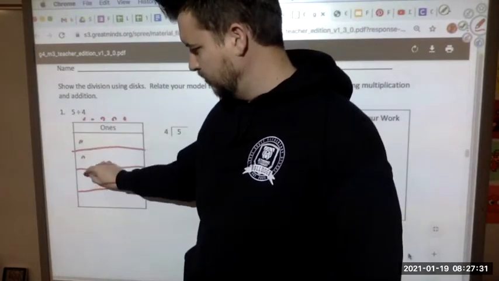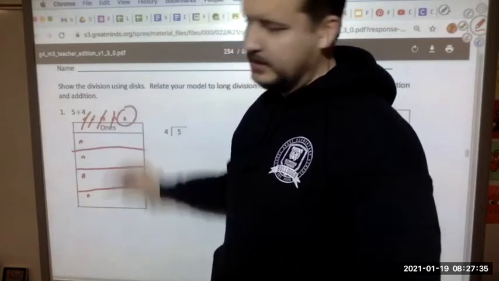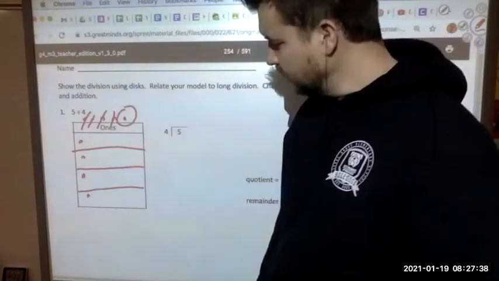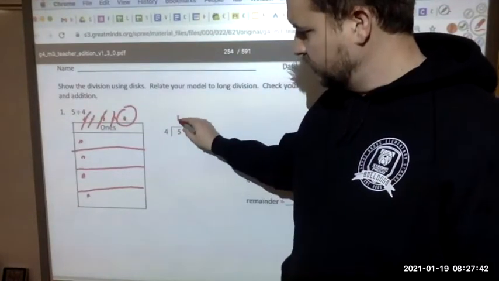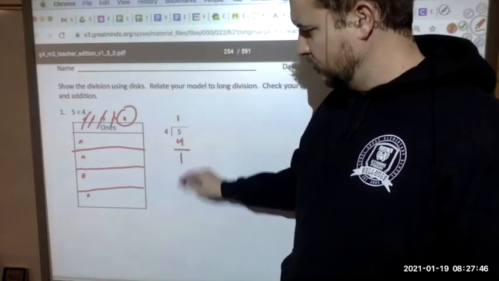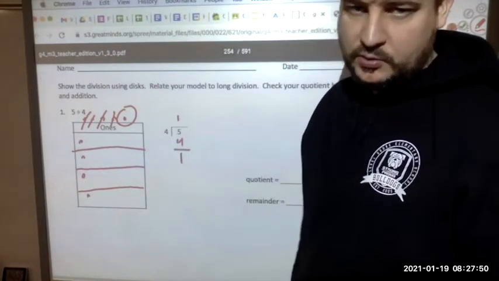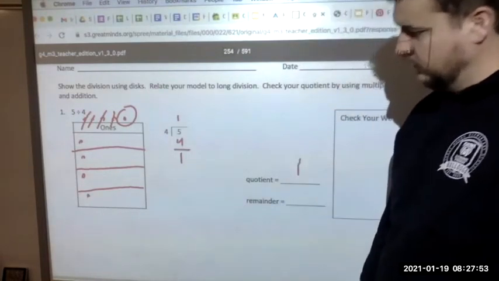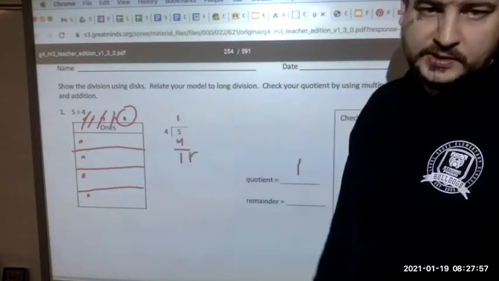1, 2, 3, 4. And there's one that I can't share. Whatever's in one group, I'm going to put on top. 4 times 1 is 4. Subtract, you get 1. Whatever's on top of that house right there, that is your quotient, 1. Whatever's left over, 1 is less than 4, so that's a remainder.